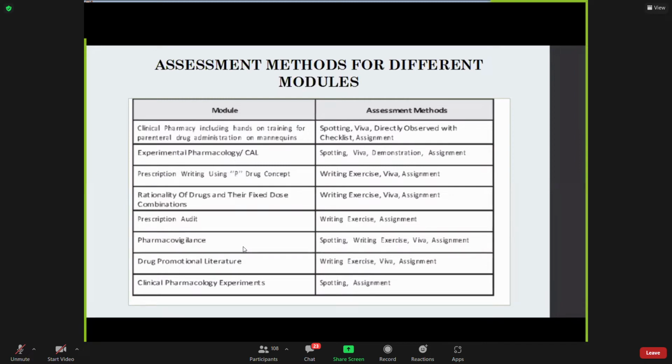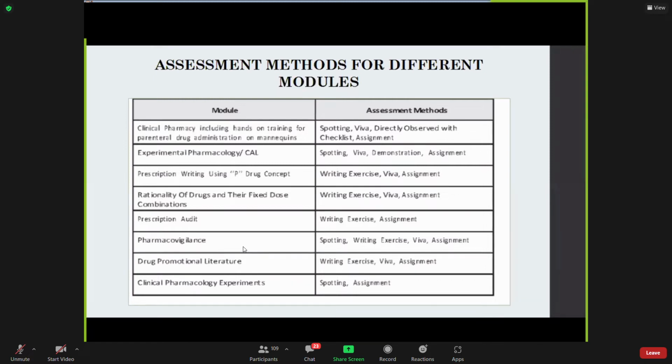Drug promotional literature. Drug promotional literature meaning you must have seen various handouts given to the doctors by MRs, okay, medical representatives who visit the clinics or hospitals marketing the drug. So how far is the information authentic? How far, to what extent, is it correct? Whether it is showing just the positive aspects of a drug or is it not biased? Those things would be assessed via writing exercises, vivas, and assignments.